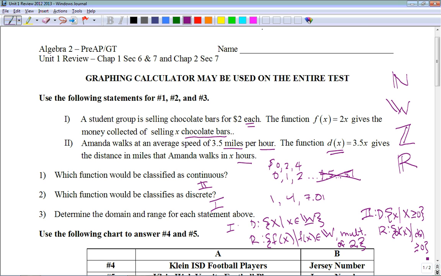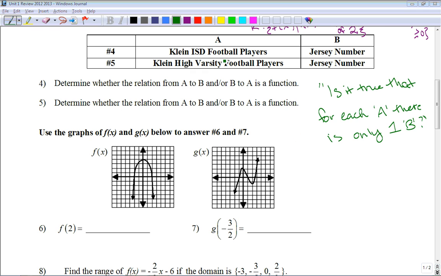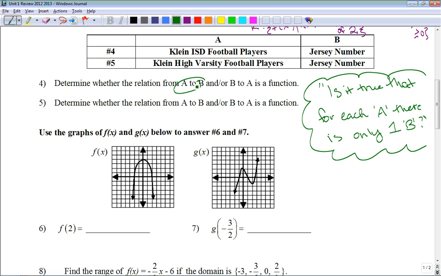Okay, let's move on. For numbers 4 and 5, using this table, we're supposed to determine if a to b and/or b to a is a function. So this is where we're going to ask the question: is it true that for each a, there's only one b? For number 4, we have Klein ISD football players and jersey numbers. So let's figure out if going from a to b is a function. Is it true that for each Klein ISD football player, that's any of the high schools or middle schools, there's only one jersey number that they wear? Yeah, that works. So a to b works.